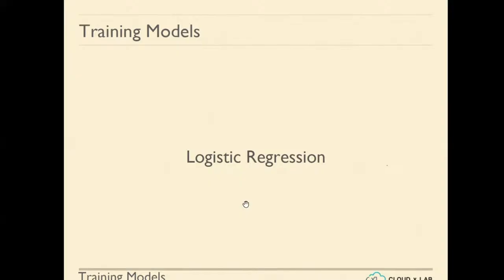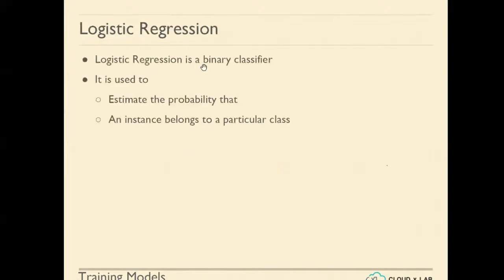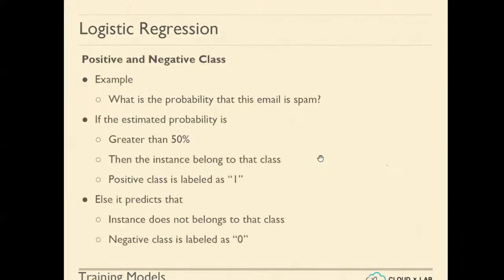So don't confuse it with the term regression, because here in the name we have regression. In regression, we always predict real valued output, but logistic regression is a binary classification problem. So logistic regression is a binary classifier, and in logistic regression we estimate the probability that an instance belongs to a particular class. So logistic regression will give the probability.